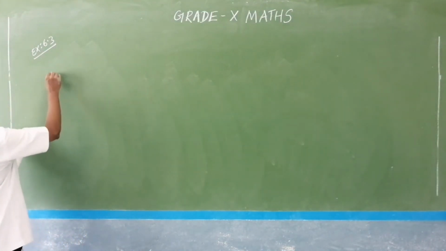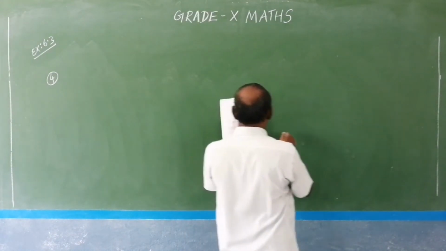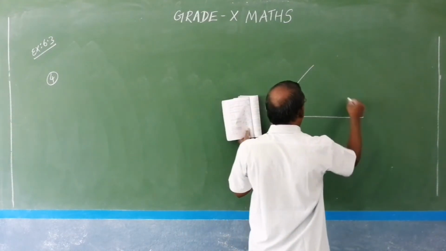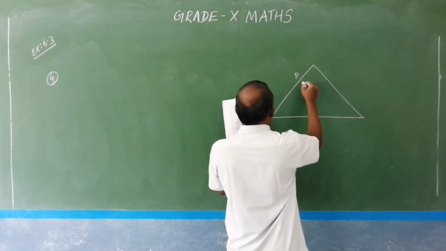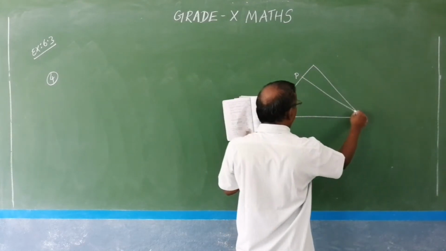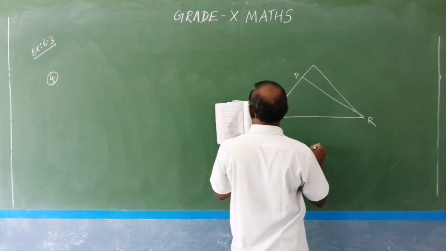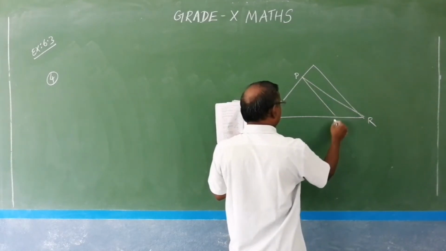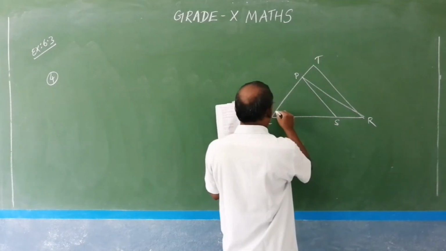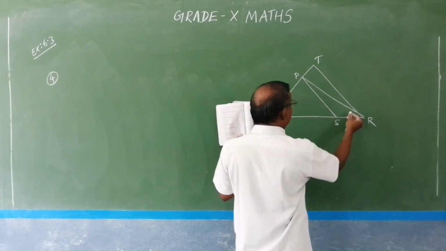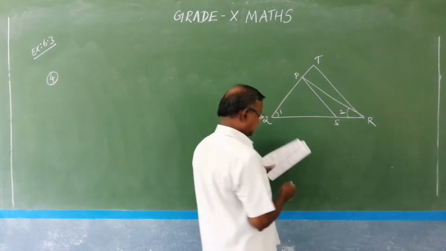Problem number 4. We are given a triangle. Let me draw the triangle first and I will explain later based on the diagram given in the book. Here P, Q, this is R extreme. Now it is S and this is T. Given that angle 1 and this is angle 2.